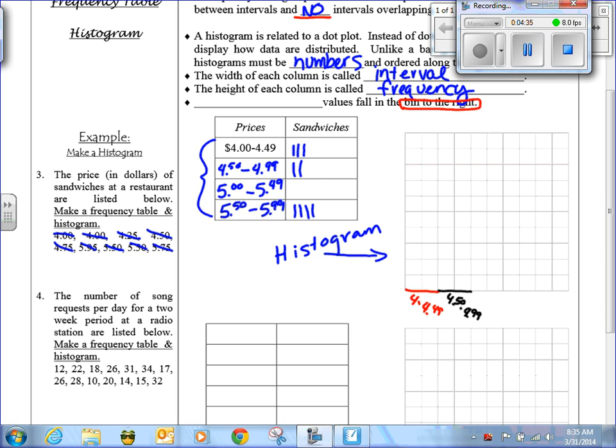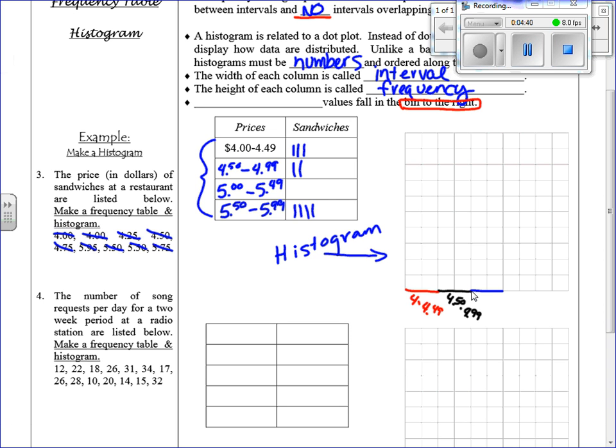Next, even though there's no data by it, I'm going to go ahead and label this as 5 to 549. And then finally, my last set of data is going to be 550 to 599.